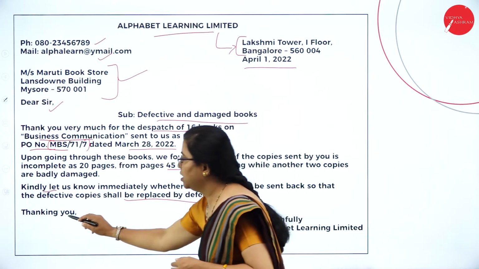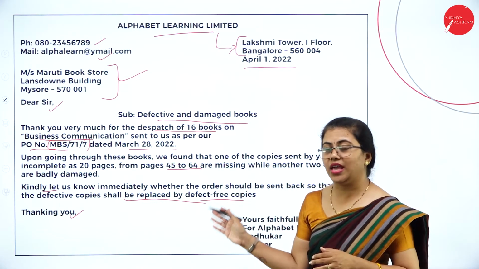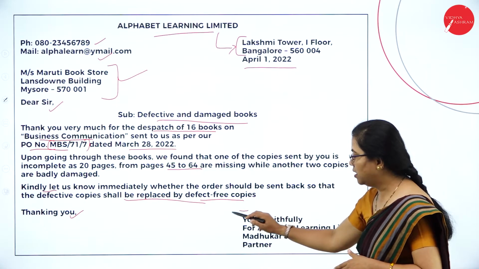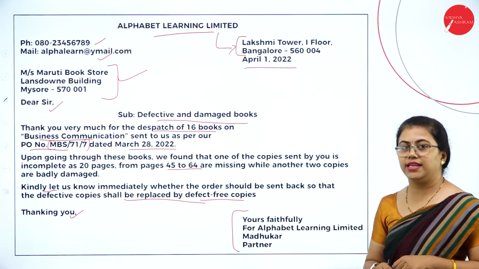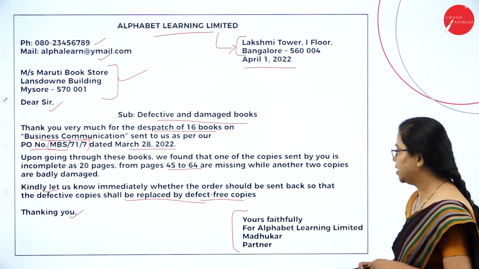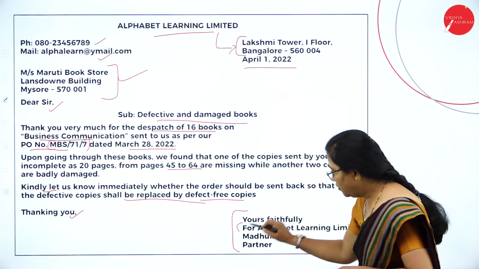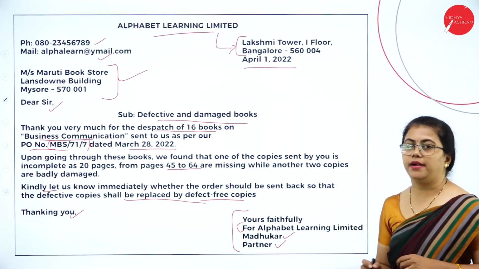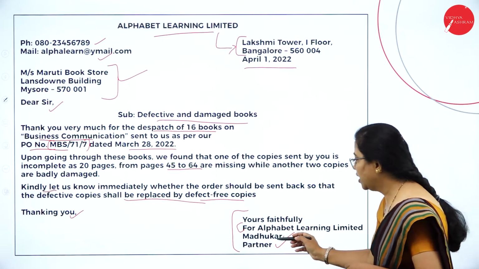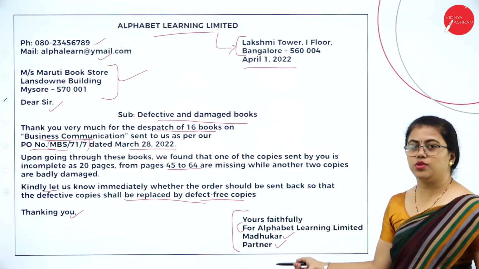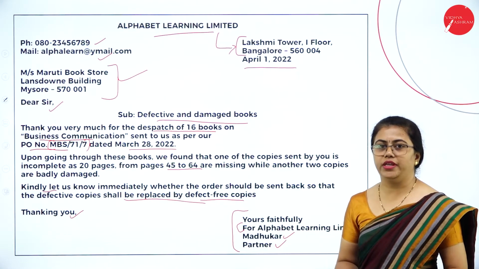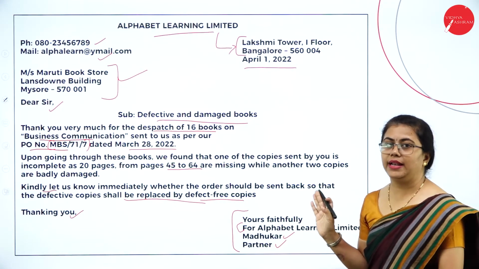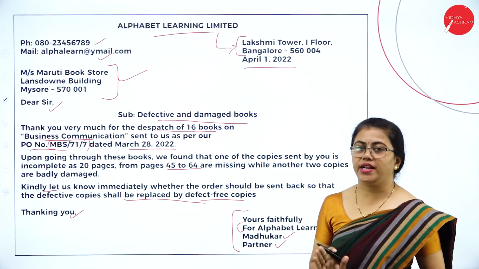Then we have this closing salutation. Okay, then we have whatever the recipient's designation and all has to be written. So that is here. Okay. So on behalf of Alphabet Learning Limited, Madhukar is writing, who is a partner. Okay. So Madhukar on behalf of Alphabet Learning Company, who is the partner, is signing over here. Okay. So this is the format of a complaint letter. Okay. So this is how you write a complaint letter.